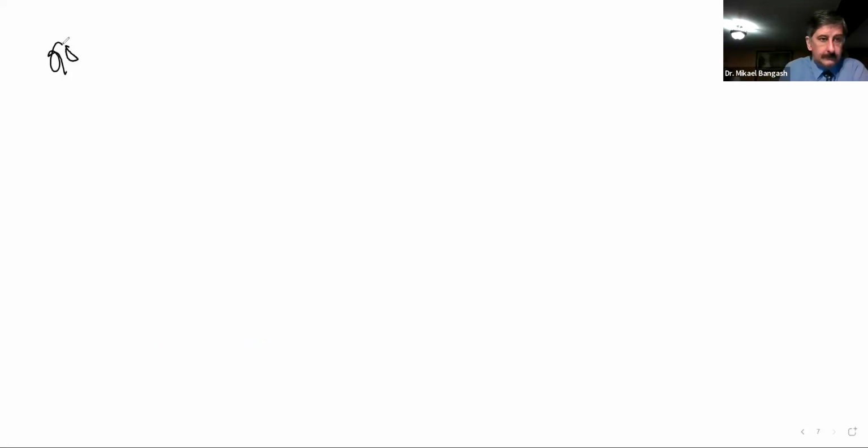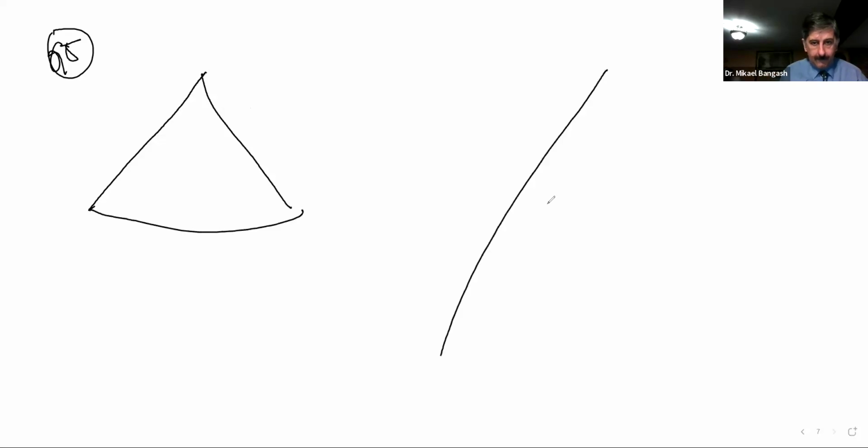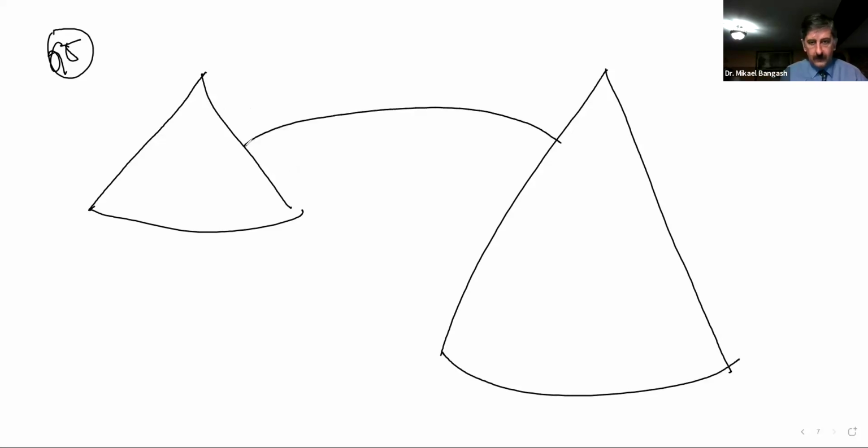Question number 5. A sonographer adjusts the ultrasound scan to double the depth of view from 5 centimeters to 10 centimeters. Now, here we go. This is where we go. The depth is doubled, from 5 centimeters to 10 centimeters.